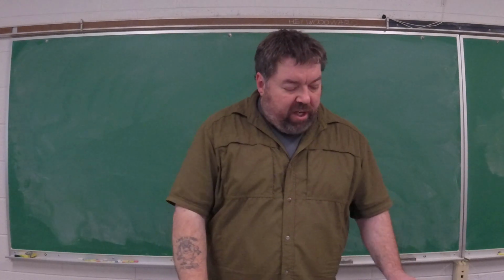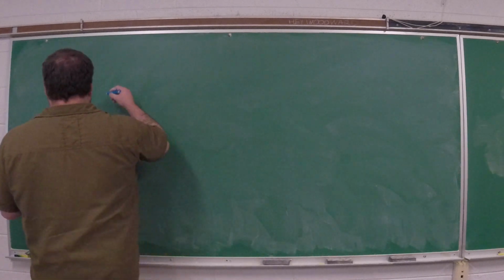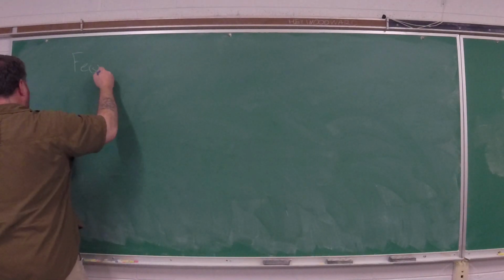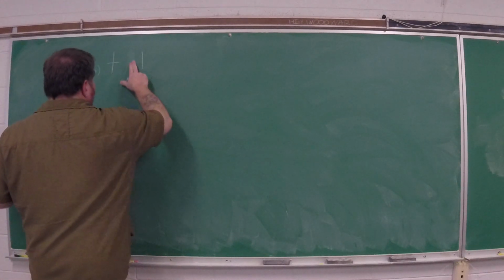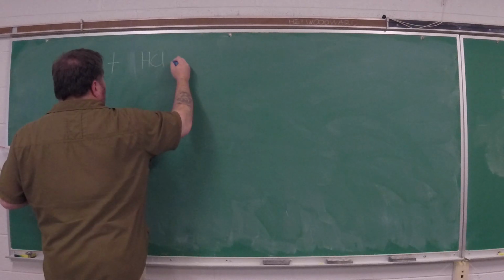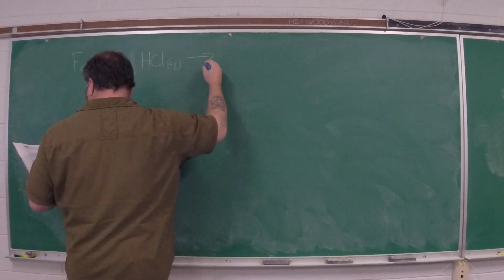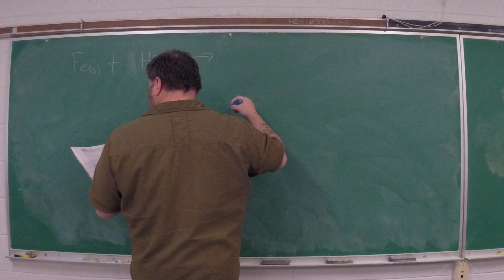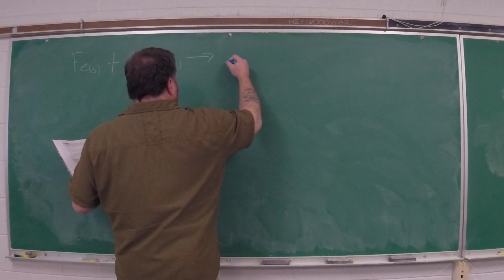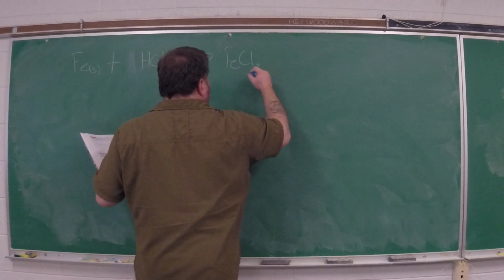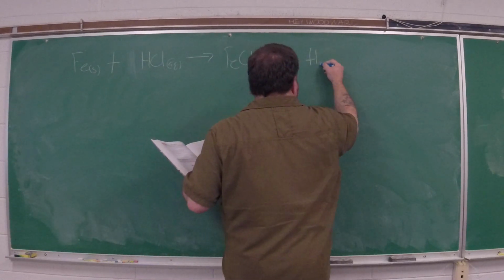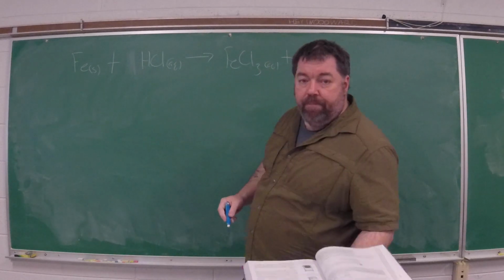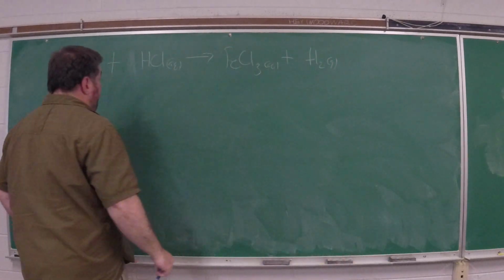Okay, let's do another balancing chemical equation example. One more. We're going to have iron solid plus hydrochloric acid is going to go to iron 3 chloride plus H2 gas. Okay? And now our job is to balance this chemical equation.